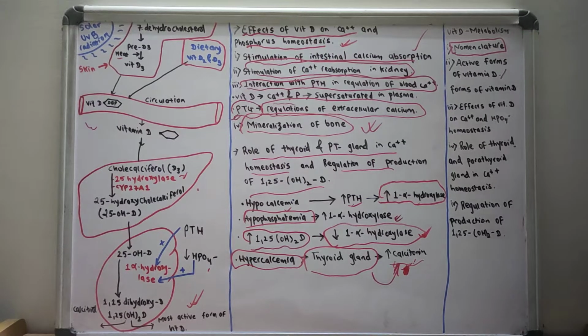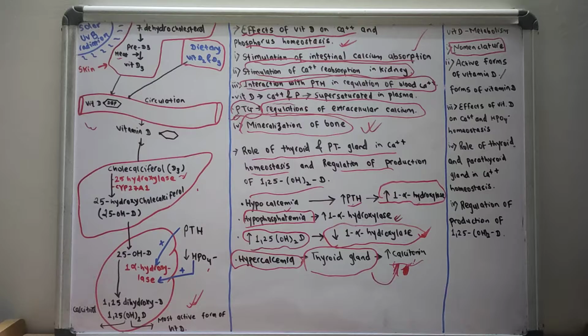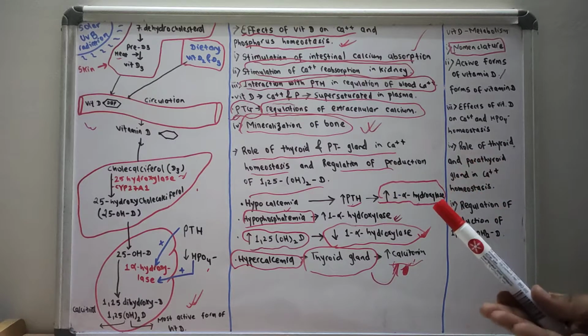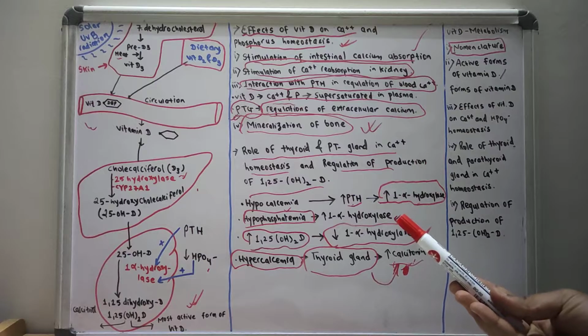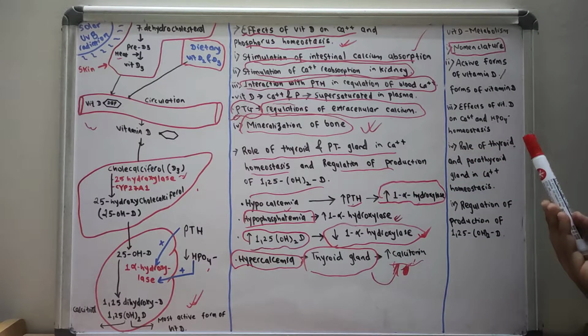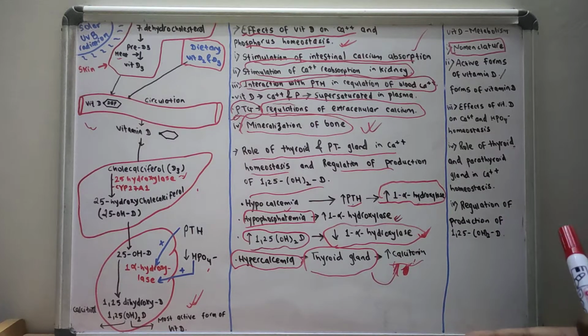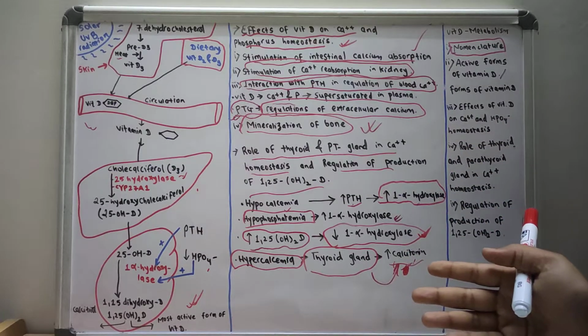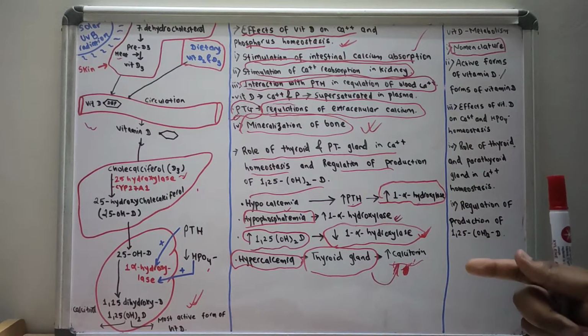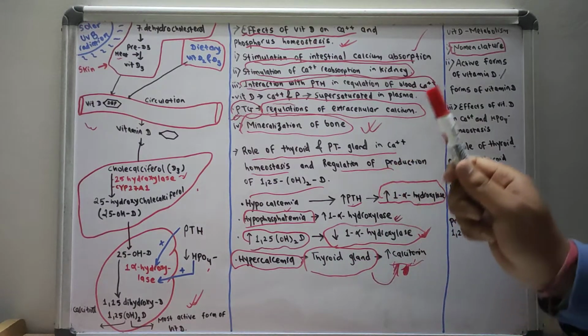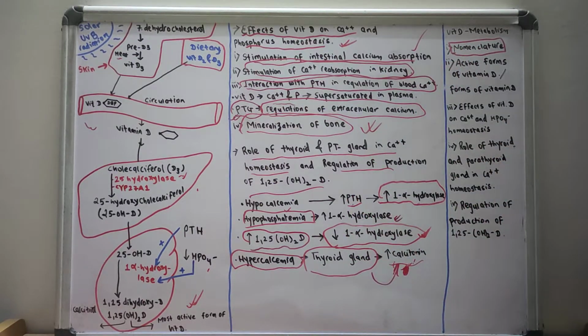So we discussed the nomenclature, the active forms of vitamin D, the various effects of vitamin D on calcium and phosphorus homeostasis, and we also discussed the role of thyroid and parathyroid gland in calcium homeostasis, and the regulation of production of 1,25 dihydroxy vitamin D. So these are the main core concepts of how the thyroid gland and parathyroid gland maintain calcium and phosphorus homeostasis. I hope you understood this lecture. Thank you.